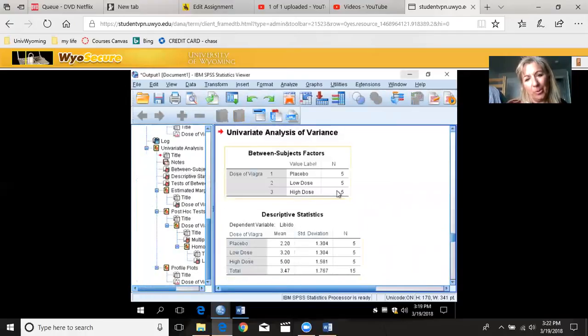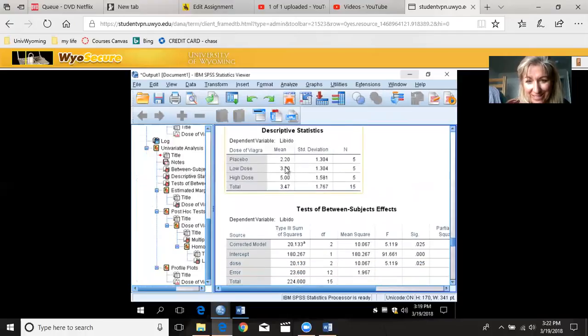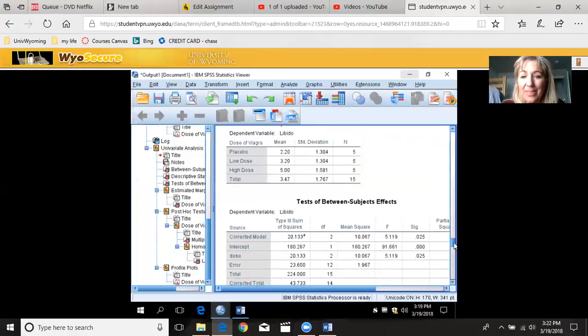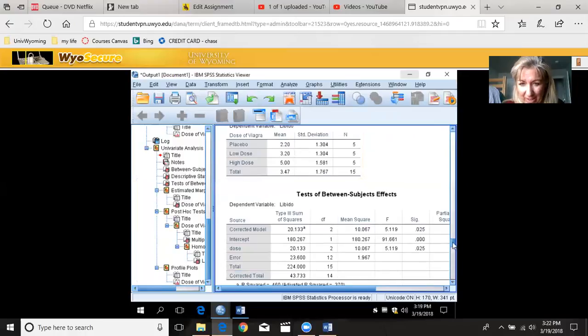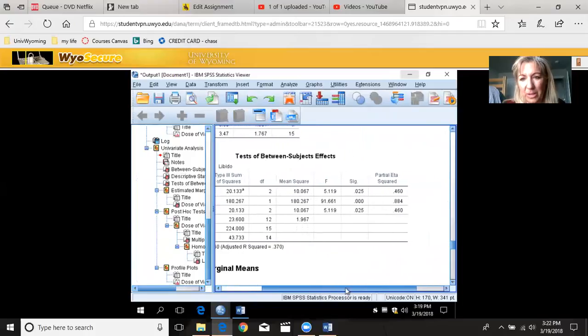And here's the output that I've got. It tells me that 5 were in each group. It tells me what my means and my standard deviations are. Very important for the write-up. They're right here. I don't have to calculate those by hand. Then it gives me this ANOVA table. And we will talk about this a lot more next week. But right here under partial eta squared, we've got an effect size. So we're good to go on that one.